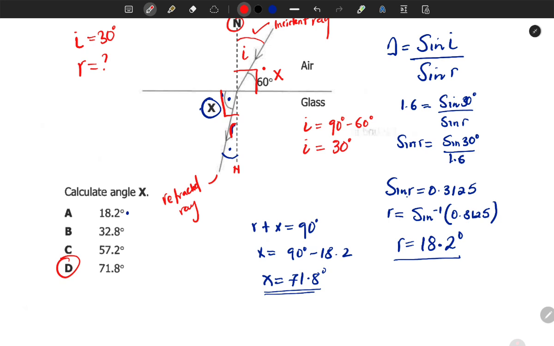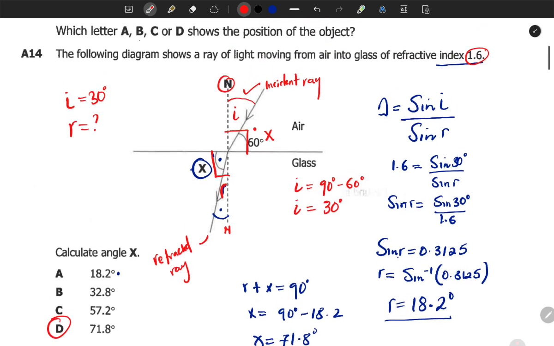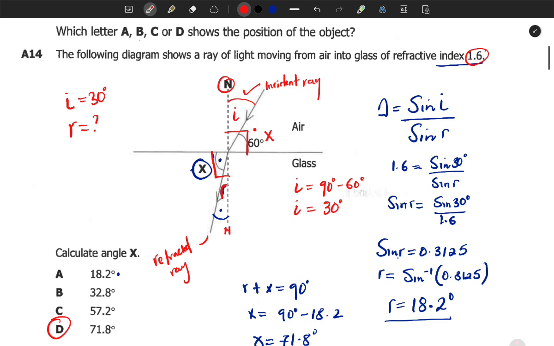So gents and ladies, this is what you do. Pay particular attention to the angles being used in the calculation and the angles that are being needed.